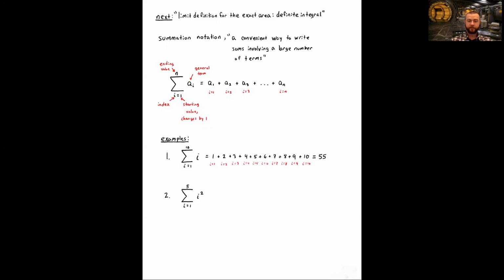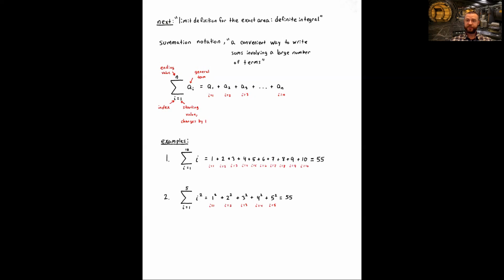from 1 to 5. So we start with index value i equals 1. You have 1 squared. Then we increment to i equals 2. The general term gives the value 2 squared. Then we increment i to 3. The general term gives 3 squared. Usually after a few terms, you can see the pattern. So we're just adding up 1 squared, 2 squared, all the way up to 5 squared. And by pure coincidence, this also has the same sum of the squares, 55.